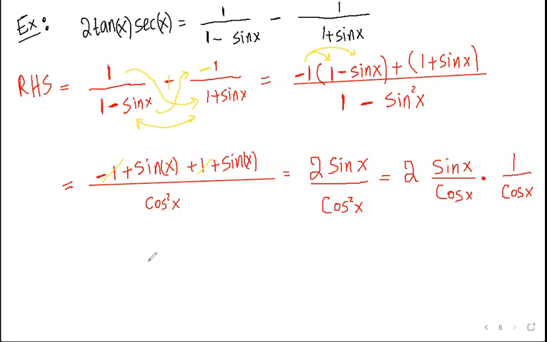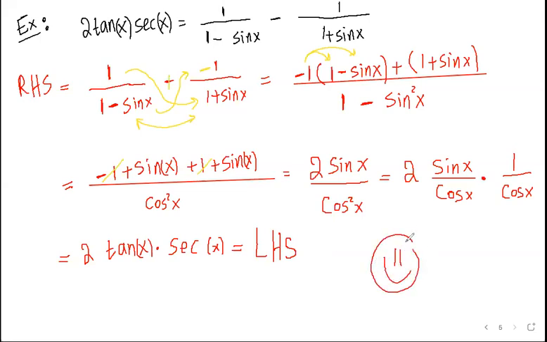Now, what is sine over cosine? Tan, right? Sine over cosine is tan. And what is 1 over cosine? Secant. So I get 2 tan secant, same like the left hand side. 2 tan secant equal left hand side. Finished, done. Is it clear how to prove?